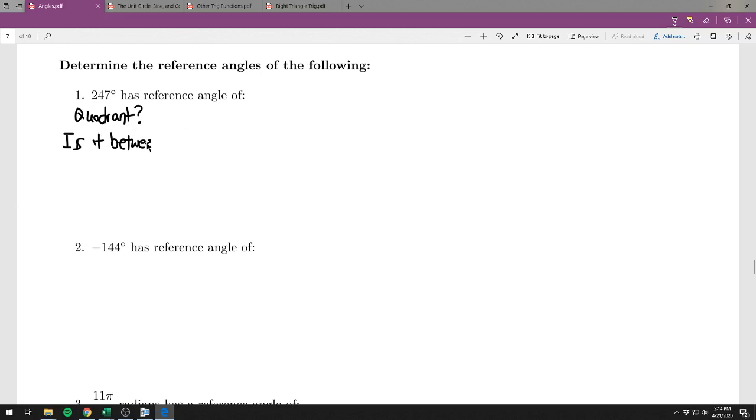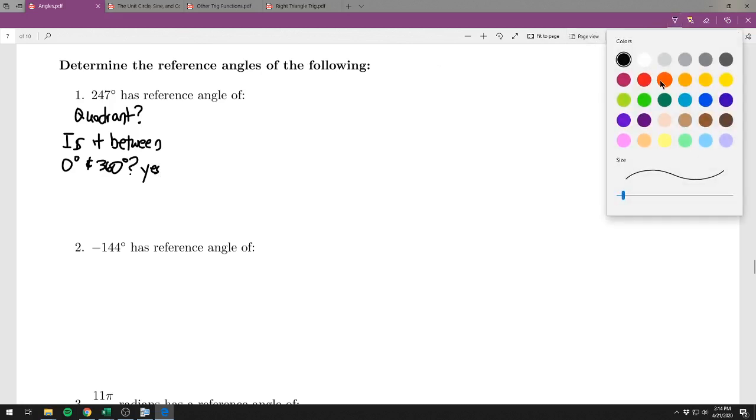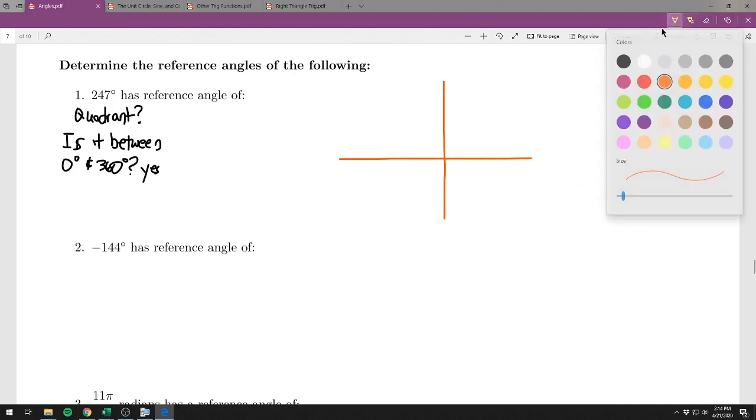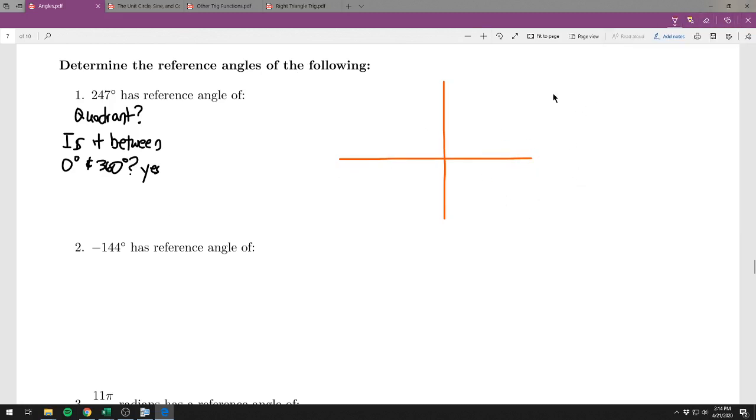So is 247 between 0 degrees and 360 degrees? Well, that's definitely a yes. And what quadrant is it in? Now, naturally, if you don't have this memorized already, because you just started this class just watching the videos, that's understandable. To figure out your quadrant, draw the XY plane, but draw the angles on the axes.